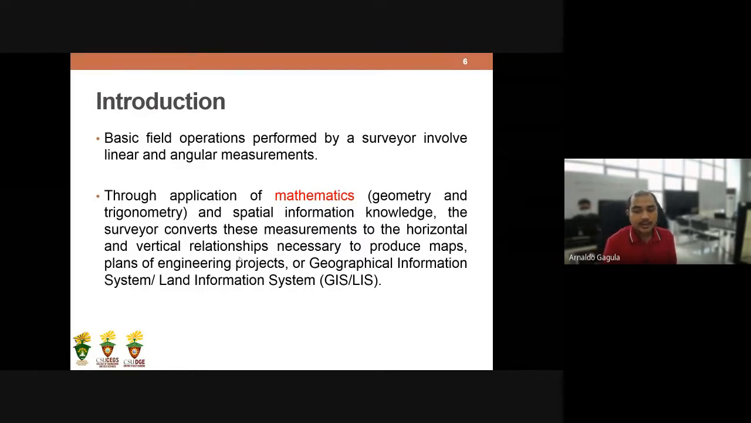And from out of that, we can produce maps, plans, and other engineering related projects. We can also produce a geographical information system, or we can visualize and analyze through GIS and land information system.